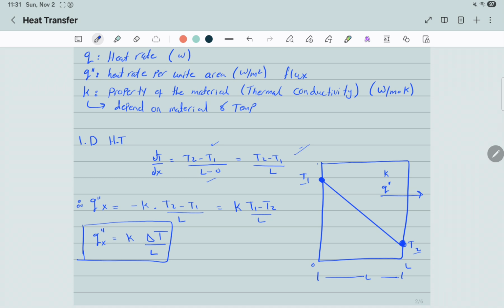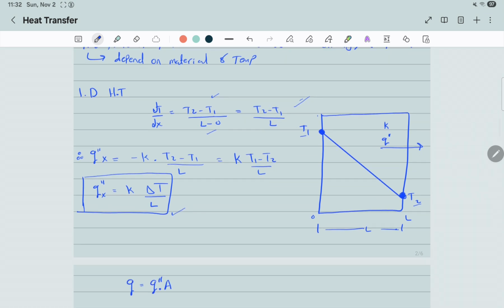Heat rate per unit area in the x direction equals negative K times (T2 minus T1) over L, which also equals K times (T1 minus T2) over L. Okay? Therefore, Fourier's law can also be written this way if we're not using a differential. It can also be written as q double prime equals K delta T over L.